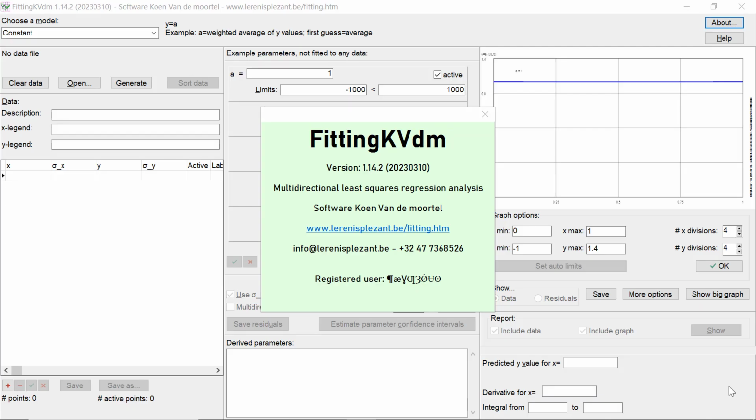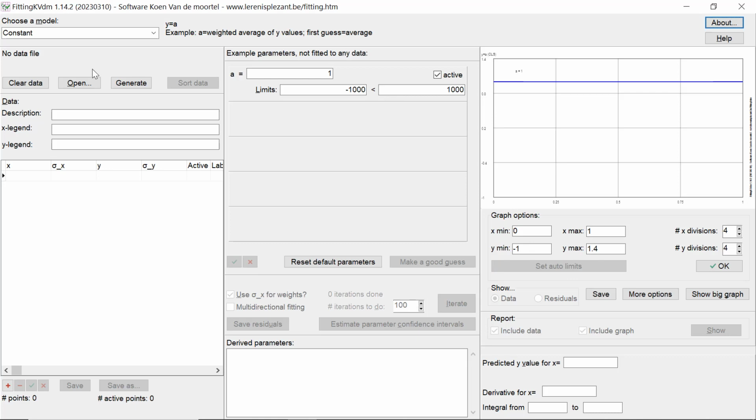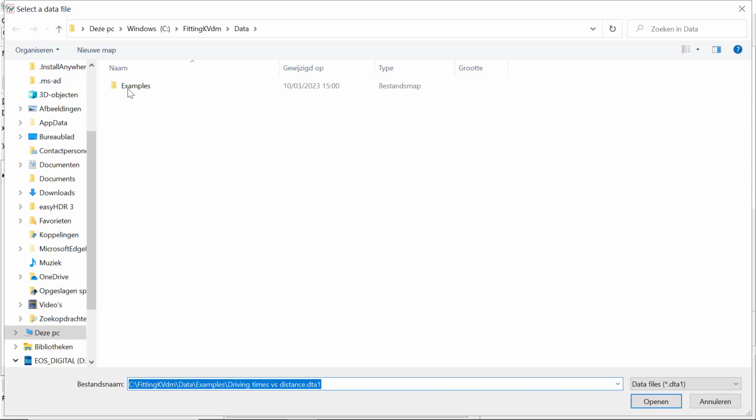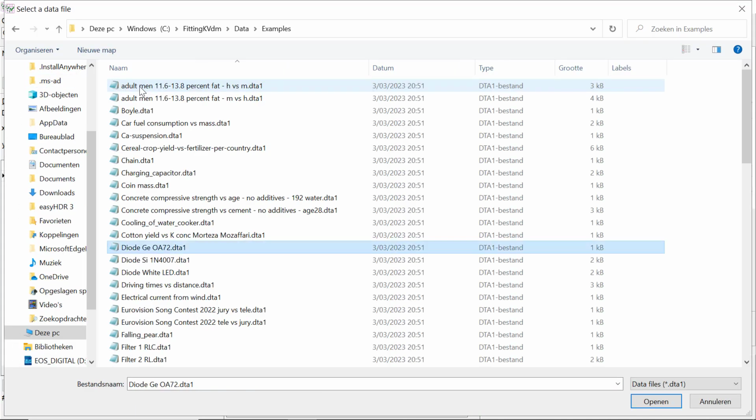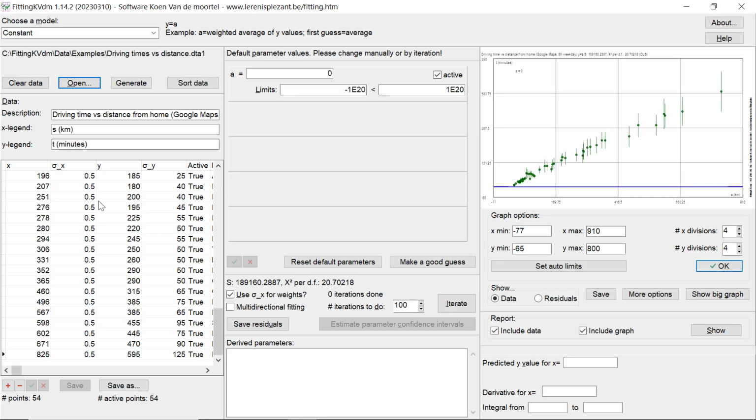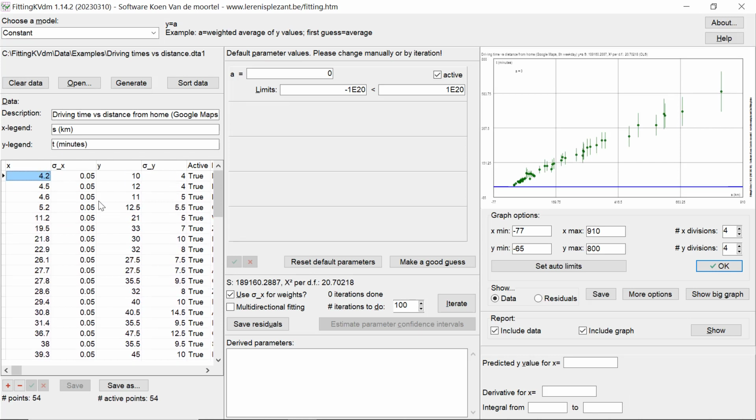We'll try to find a general pattern using my program FittingKVdm. I collected a lot of driving times in a file. So what do we have here? The x is the distance in kilometers and y is the expected driving time.